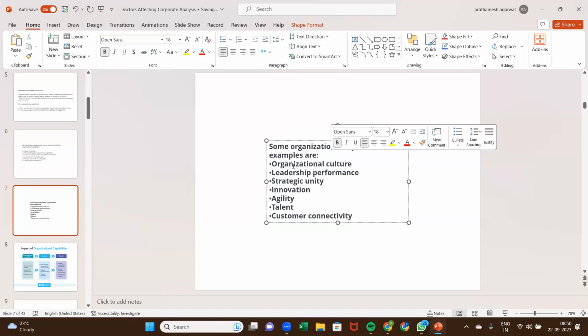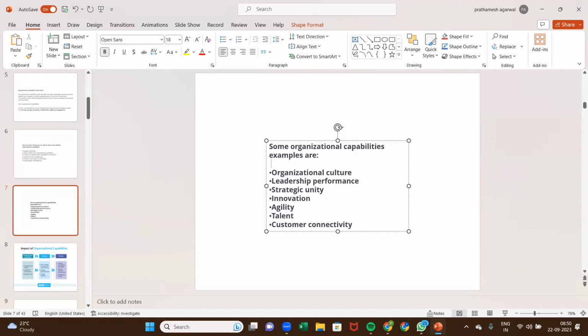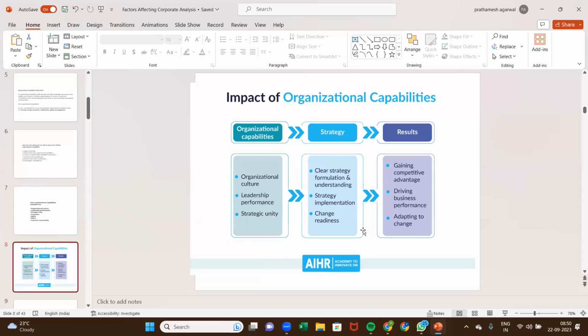Now, I've given you some more examples. Organizational culture, leadership performance, strategic unity, innovation, agility, talent, and customer connectivity. So these are the capabilities. If we don't have them in the organization, we need to develop them in order to have a competitive edge. Now let's see, I've just taken organizational capabilities and strategy and results. All are interlinked. Under organizational capabilities, we have culture, leadership, performance, strategic unity.